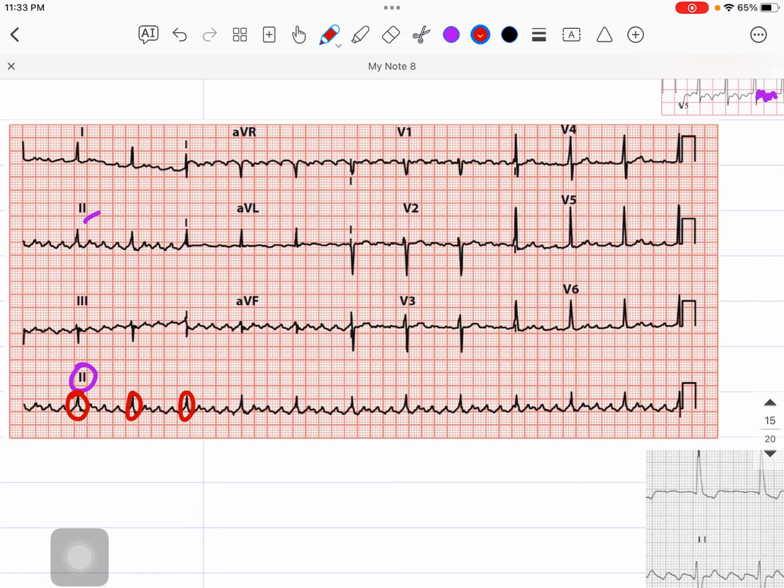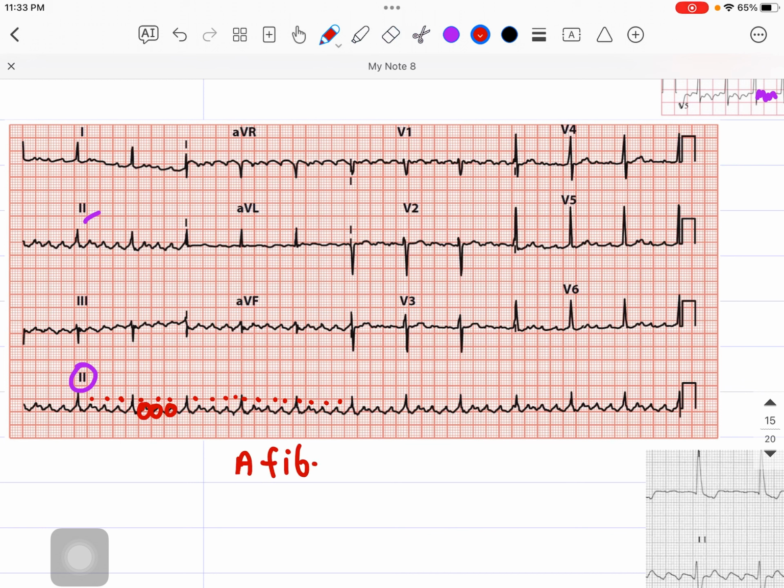Look at the RR interval over here. 1 2 3 and approximately 4 boxes. 1 2 3, approximately 4 boxes. 1 2 3 4, more than 4 boxes. 1 2 3 4, almost 5 boxes. So here also the RR interval is not regular, and in between you can see fibrillatory waves are also present. So probably the patient has atrial fibrillation.